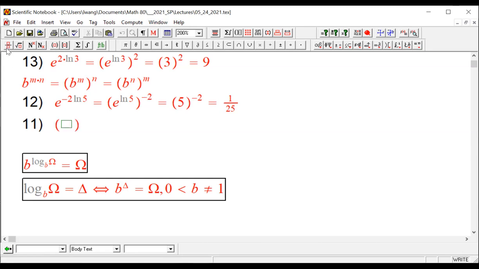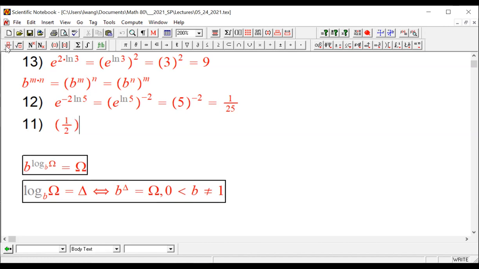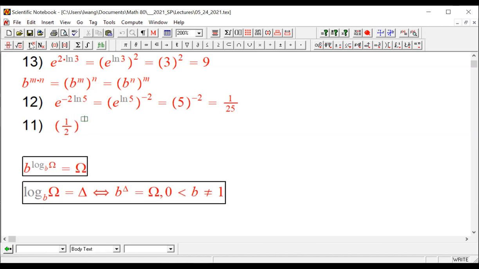Now, 11. In number 11, we have half, and the power is log base 2 of 7. What are we going to do? The base for the exponential is half, right? And the base for the log is base 2. 2 and a half are not the same. They don't match. What can we do?